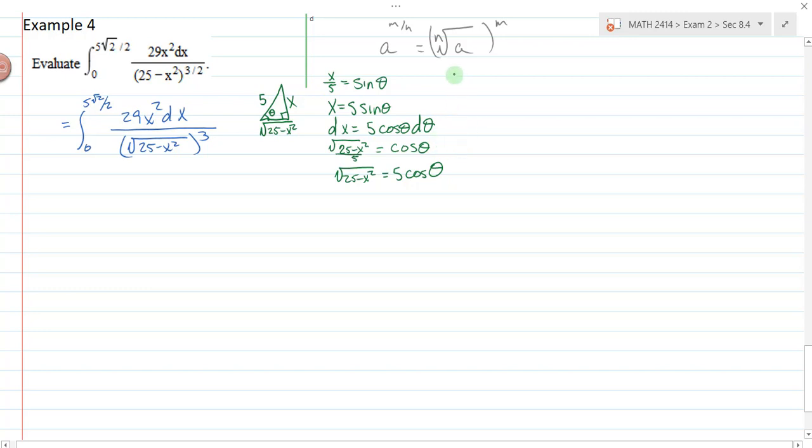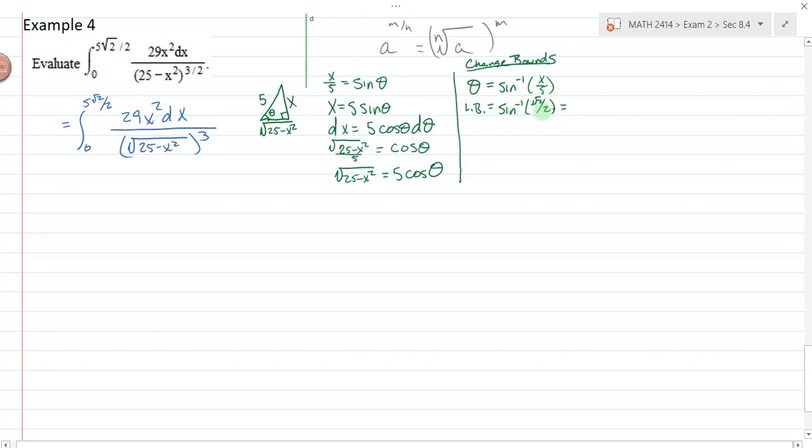Now notice also we have bounds on this problem. That means we need to change our bounds. Well, if x over 5 is sine theta, that means that theta is going to be sine inverse of x over 5. So to get my upper bound, I'm looking at sine inverse of 5 square root of 2 over 2 divided by 5. The 5s are going to cancel out, and that gives us square root of 2 over 2.